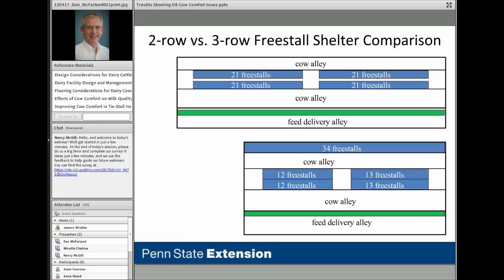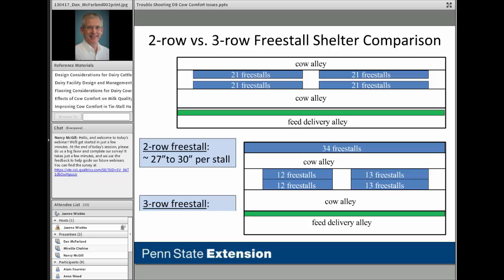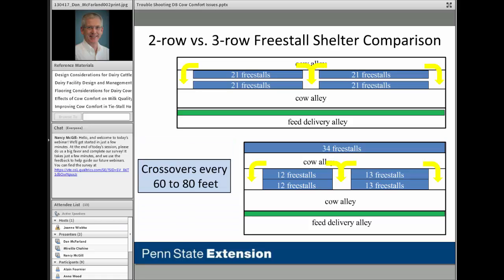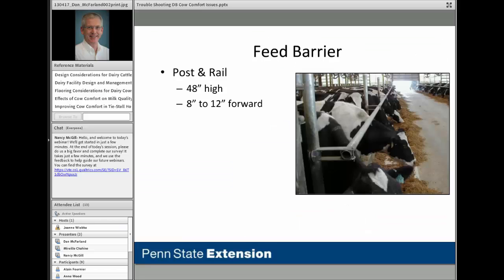If we compare two-row and three-row shelters of similar stall numbers, in the upper portion here, the two-row head-to-head facility will provide about 27 to 30 inches of feed space per stall in a well-designed two-row facility. In a three-row facility, we're about in the range of 19 to 20 inches per stall. And you notice the length here too, the same number of cows, but the length of the feed bunk is shorter. And so that means that pile has to be higher, wider, or delivered more often in order for the cows to get good access to that feed. Also important is their access from the resting area to the feed bunk. And so crossovers every 60 to 80 feet make good sense as far as providing more uniform consumption of that feed along the entire length of the feed bunk.